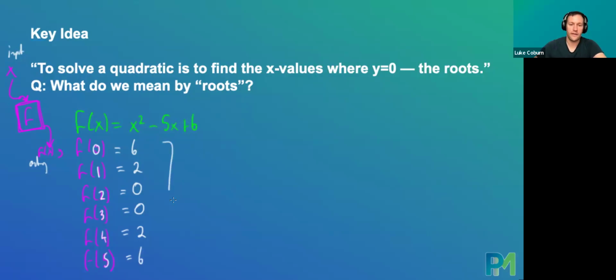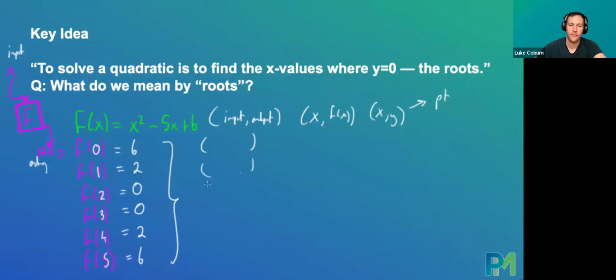Okay, so what I'm going to do now is take all this here and write them down in the following way, where I put the input and the output in brackets. So we're going to make a pair, the input and output side by side. I could call this the x and the f of x, or the x and the y. And that's going to be a point, right? We'll see that in a second. So let me make the brackets and then put all those pairs in. The inputs for each of these were 0, 1, 2, 3, 4, 5. And then the outputs were 6, 2, 0, 0, 2, 6.